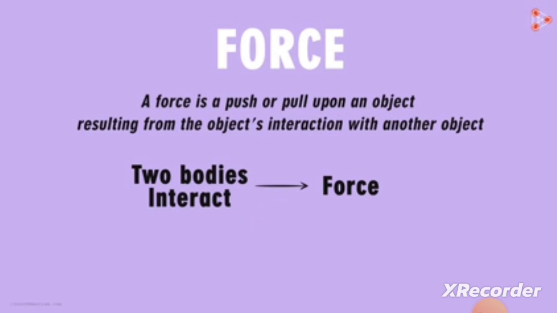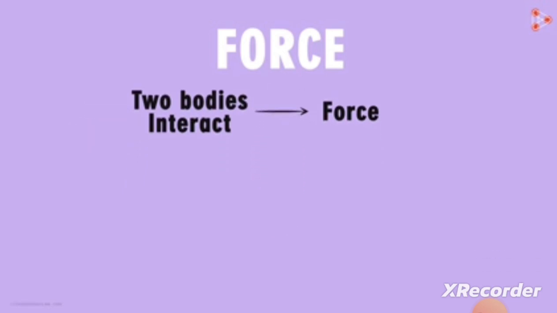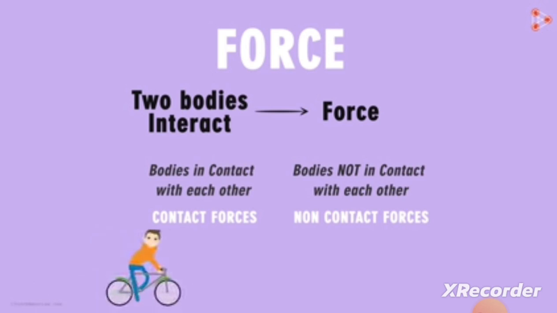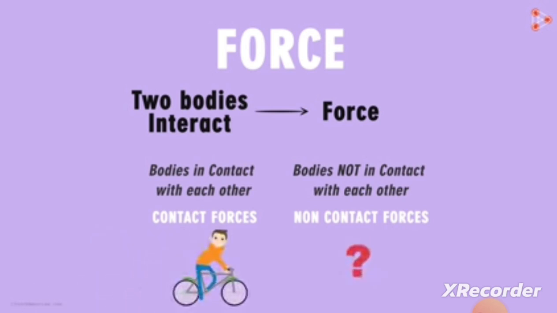Interaction between the bodies can be basically of two types. One in which the bodies are in contact with each other, and the other in which they are not in contact with each other. The forces that result when the bodies are in contact with each other are called contact forces, and the forces that result between the bodies when the bodies are not in contact are called non-contact forces. It's easy to think of contact forces, but it's a little difficult to think of non-contact forces, right?